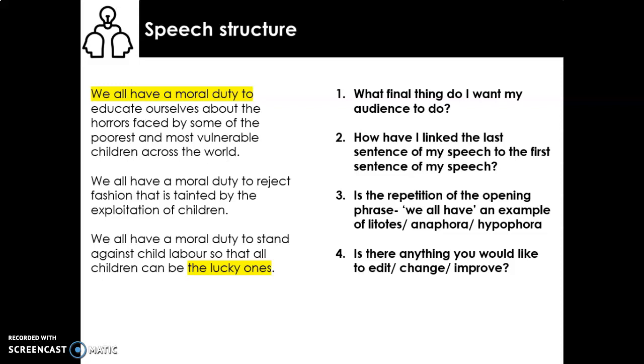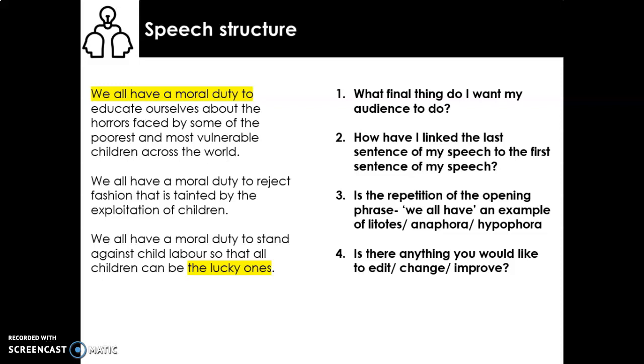We all have a moral duty to educate ourselves about the horrors of plastic pollution and the devastation that is being wrought to our most precious oceans. We all have a moral duty to reject plastic that is not being disposed of appropriately and safely. We all have a moral duty to stand against plastic pollution so that our oceans can be regenerated, so that our oceans can be saved. So when it actually comes to looking at this speech, there's lots here that you can use again when you come to your own writing.